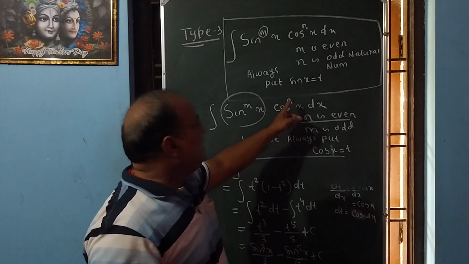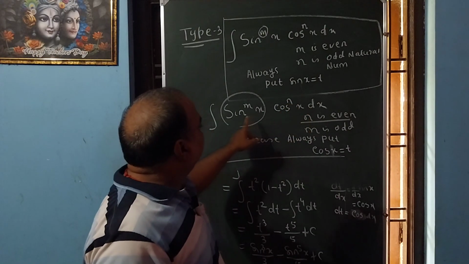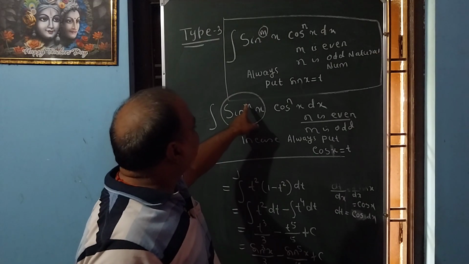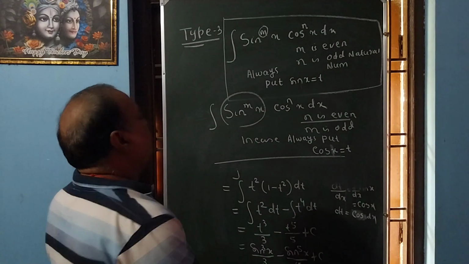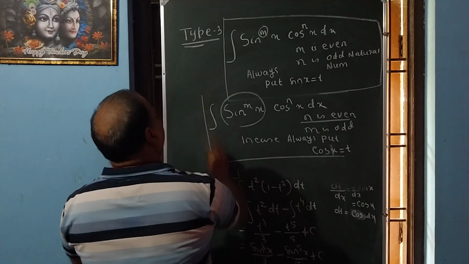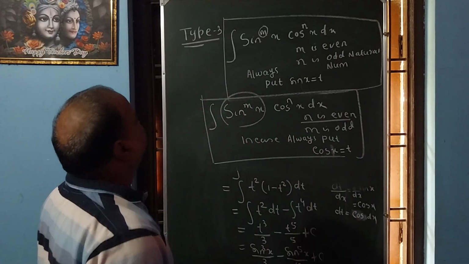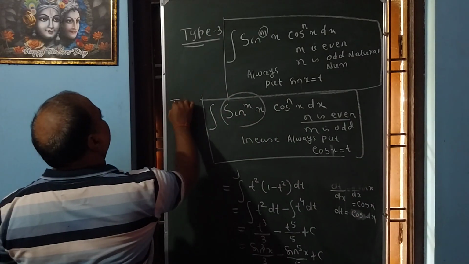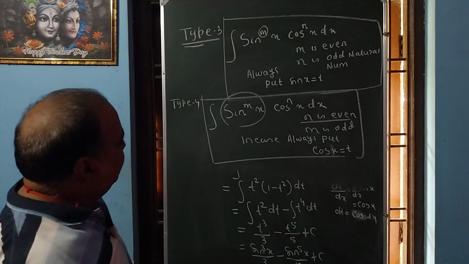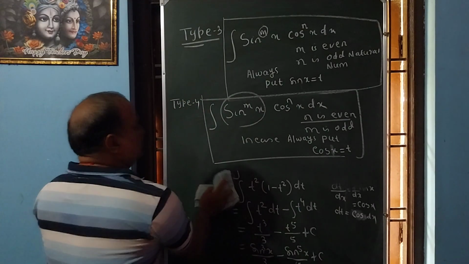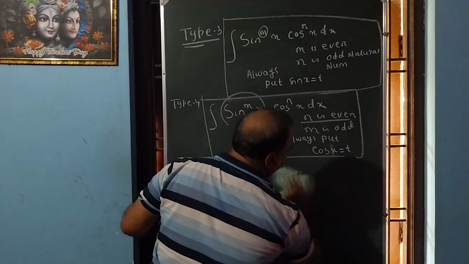Here n is even. The power of cos is even, and the power of sin is odd. In this case, always put cos x is equal to t. Okay, this is one type. You have to remember, this is type number 4. So now let us take one example.